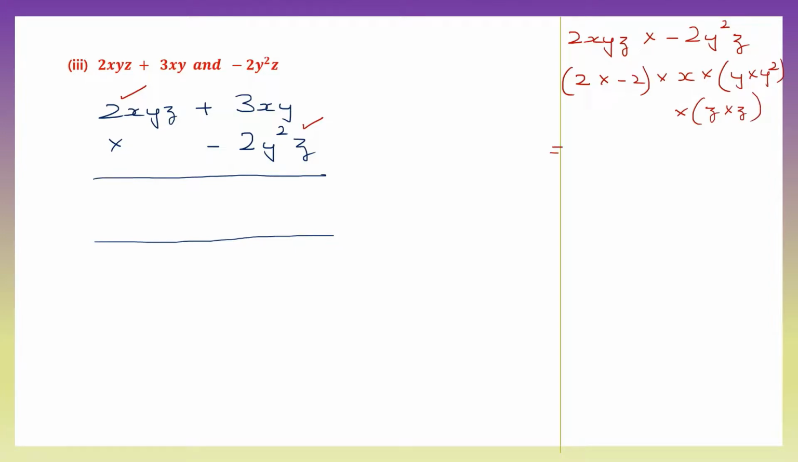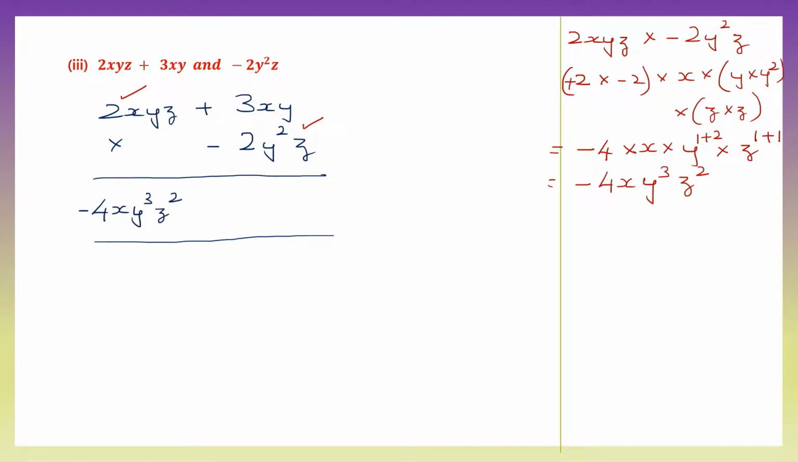Now let's multiply. Now plus into minus is minus. 2 2's are 4 into x into y to the power of 1 plus 2 into z to the power of 1 plus 1. So that becomes minus 4x y to the power of 3 and z to the power of 2. So what do we have here? Minus 4x y cube z square.